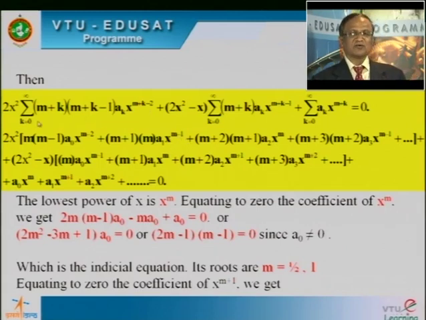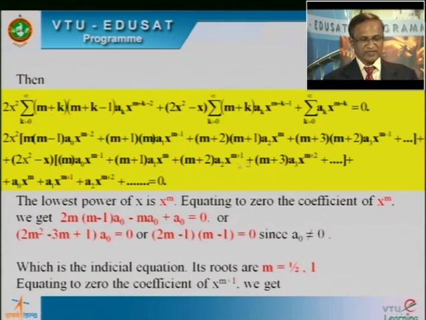Plus next I want to replace k by 2. So you will get m plus 2 and m plus 1 into a2 x to the power m. Plus next I want to replace k by 3. You will get m plus 3, m plus 2, a3 x to the power m plus 1 and so on. So like that you will get various terms from the first summation.